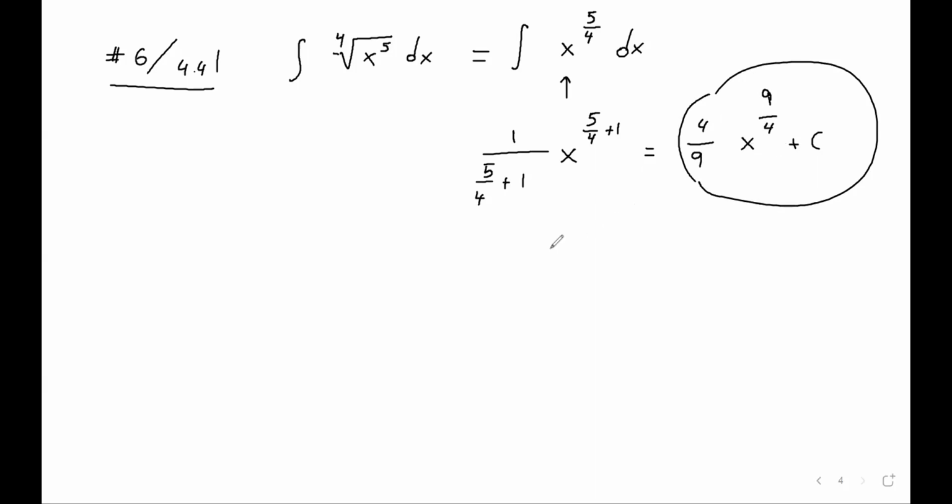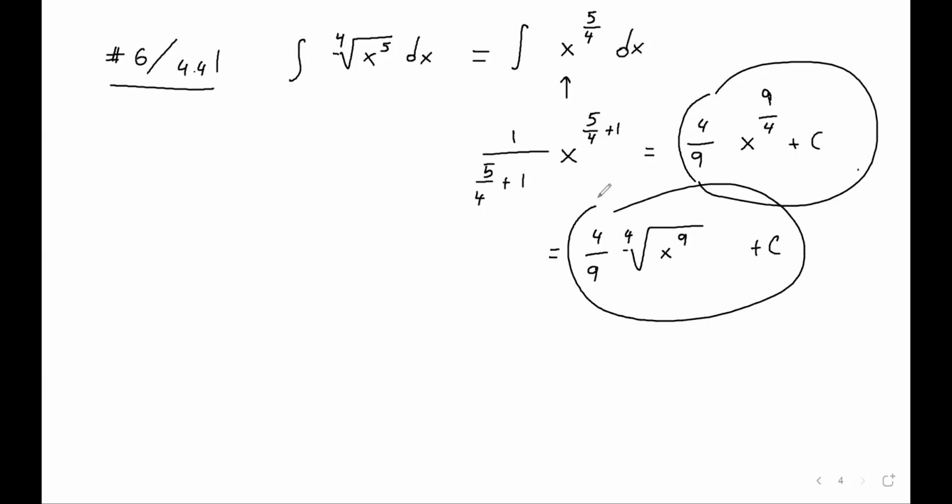And probably in the book they might write something like this: 4/9, and since you have 9/4 here, that's the 4th root of x to the 9, plus C. I don't know if that makes a difference. I'm not going to go into that much detail about these fractional exponents. My hope is that you are able to handle those in practice, folks. This is where the problem ends, by the way. So this could be a good answer, and this could be a good answer. It's up to you which one you choose.